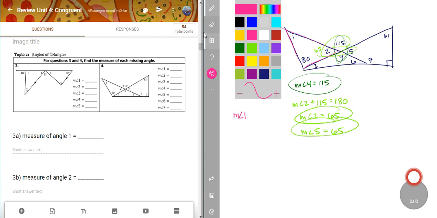So let's go find angle 1. Angle 1 plus 80 plus measure 2, which is 65, equal to 180. Combine our like terms, it's 145. Did that math on the last one also. So we know subtracting 145 from both sides will leave us with 35. So 1 is 35. Let's see, what else do we got? Let's see. I haven't really talked about this, so I'm hesitant to show it this way.